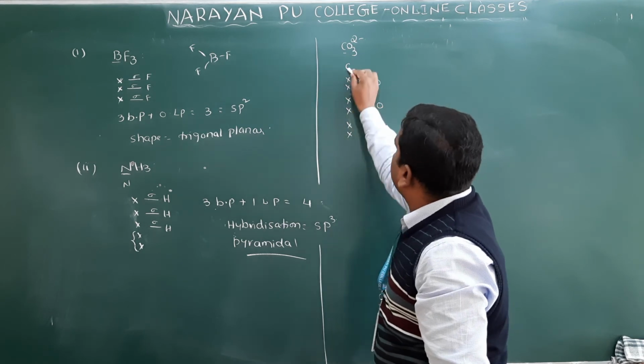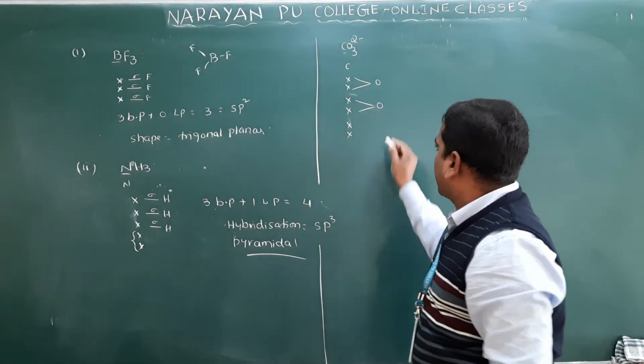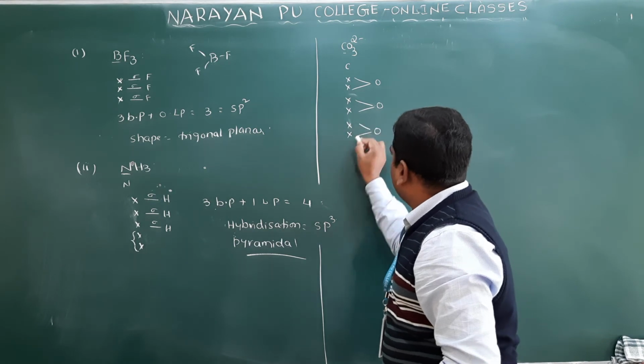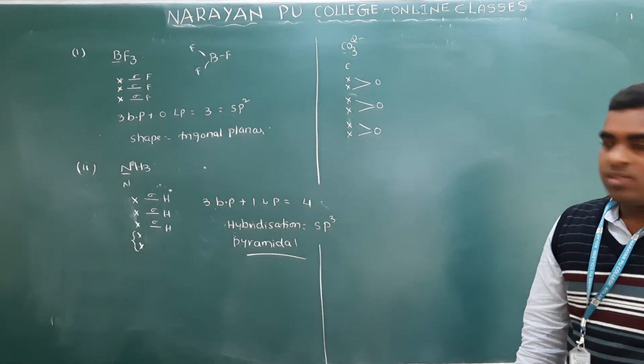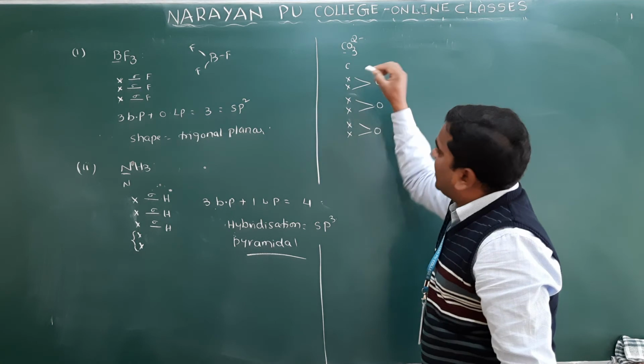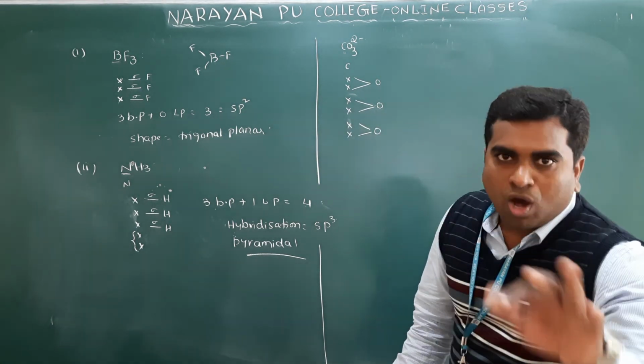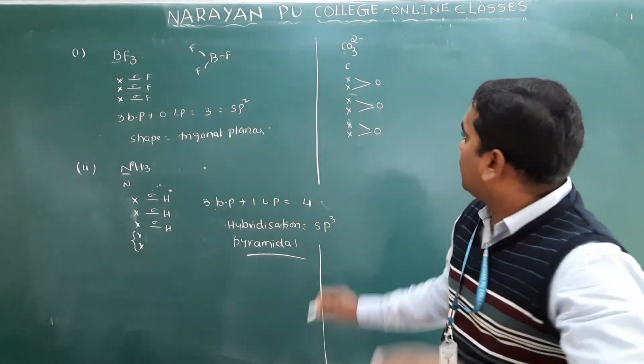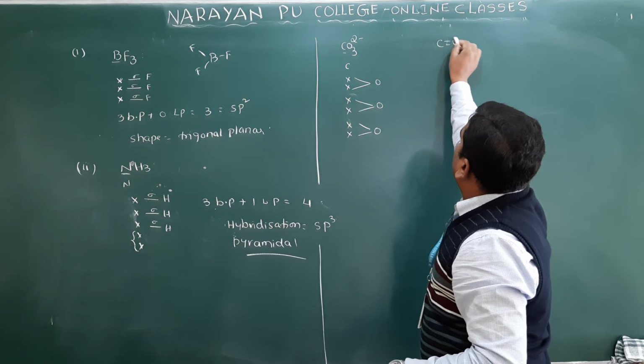2 bonds. 2 bonds means carbon should give how many electrons? 2 electrons. Oxygen will form 2 bonds. 3 oxygens are there. I have written 3 electrons. Clear here? Now you know that oxygen is there. C double bond O, C double bond O.